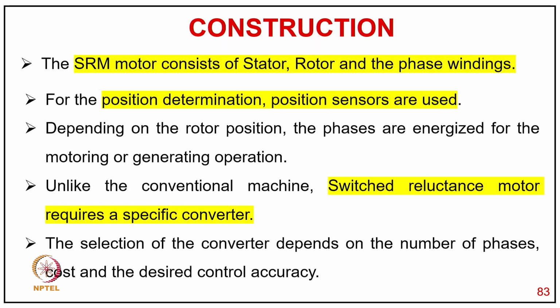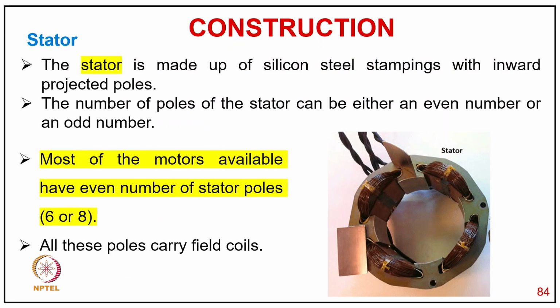Unlike the conventional motor, the reluctance motor requires a specific converter, and the selection of the converter depends on the number of phases, cost, and desired control accuracy. So you can see how the stator looks like here, typically with concentrated winding.